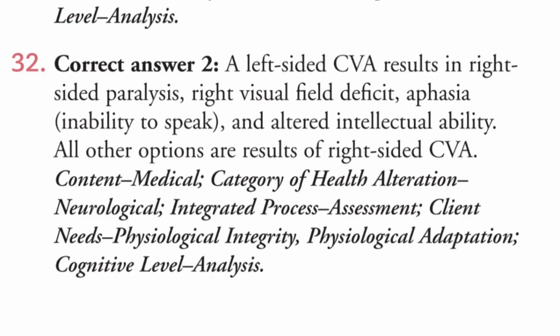32. Correct answer 2. A left-sided CVA results in right-sided paralysis, right visual field deficit, aphasia, inability to speak, and altered intellectual ability. All other options are results of right-sided CVA.